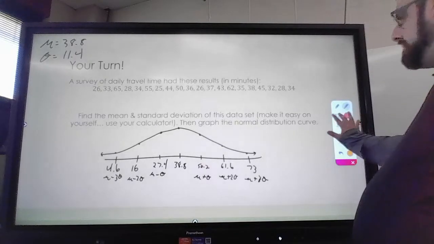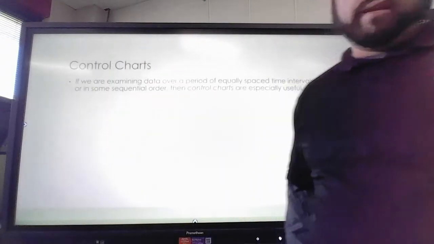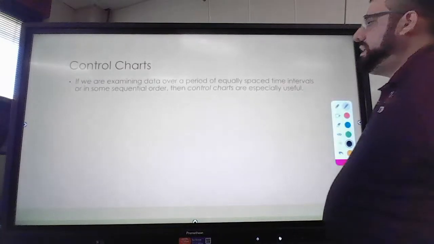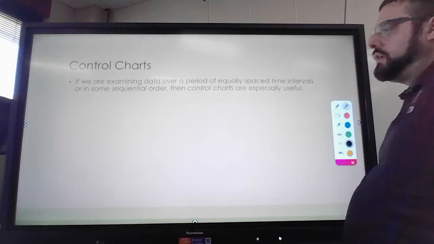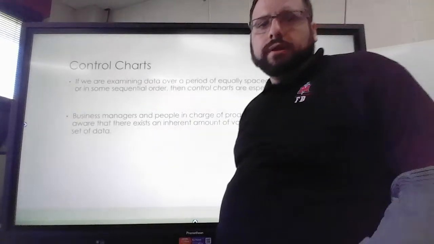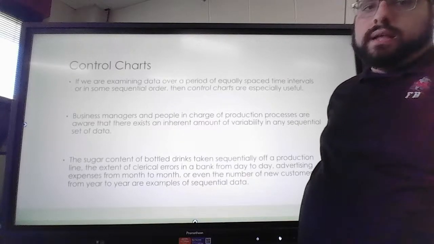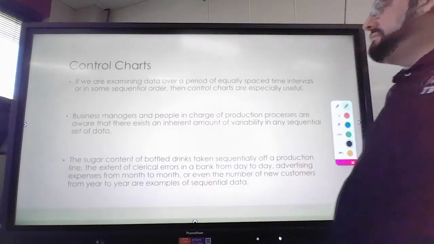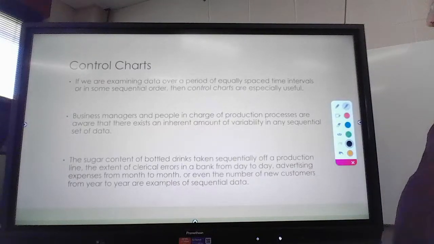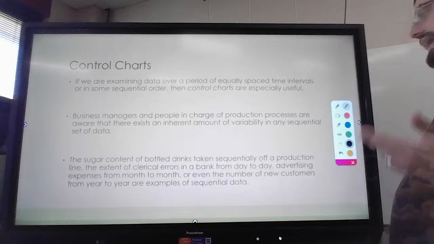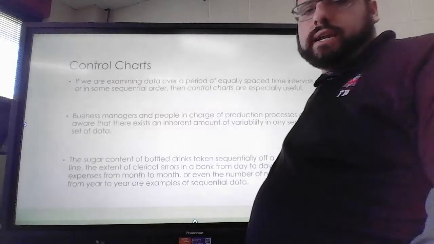Now, a big part of normal distributions is used in control charts. So when we examine data over a period of time that's equally spaced in time intervals or in some sequential order, then control charts are especially useful. So business managers and people that are in charge of production processes are aware that any sequential set of data can vary. The sugar content of bottled drinks, clerical errors in the bank from day to day, advertising, even the number of new customers from year to year, examples of what's called sequential data here.